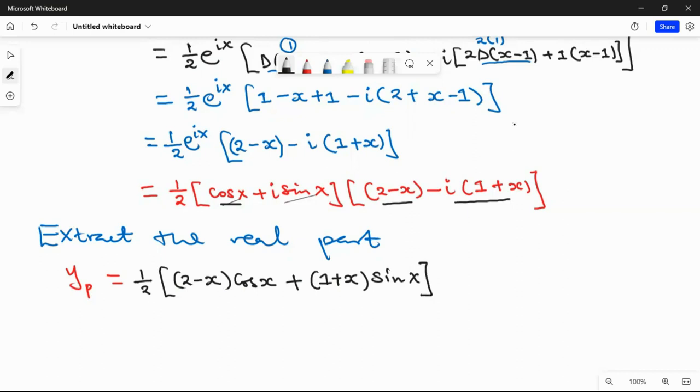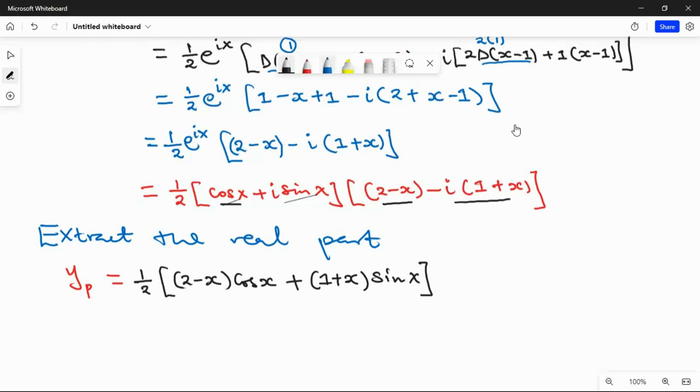Somebody might be asking, why are we extracting the real part? It's because on the right-hand side, our function was cosine. And I already explained that Euler's identity says exponential ix is the same as cos x plus i sin x. But we were only operating on cos x on the right-hand side, and cos x is the real part of that Euler's identity. And so that's why we are extracting the real part of our solution.